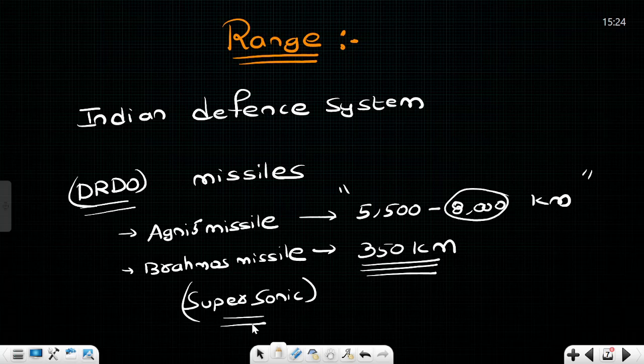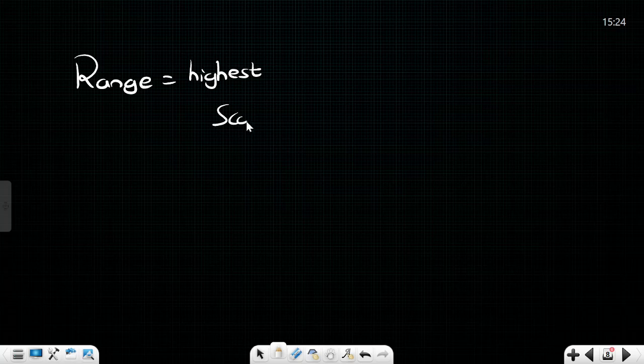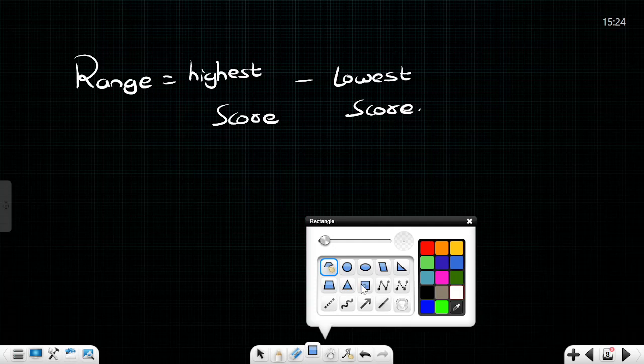Similarly, sir, you understood what is the range, na? Similarly, in our data also, what is the meaning of range? Range means highest score minus lowest score. Highest score minus lowest score. So this is the meaning of range in our data.